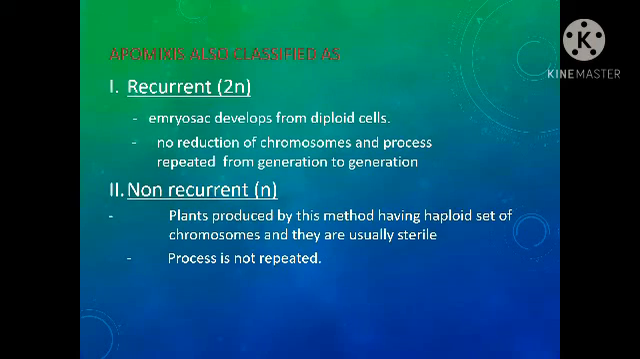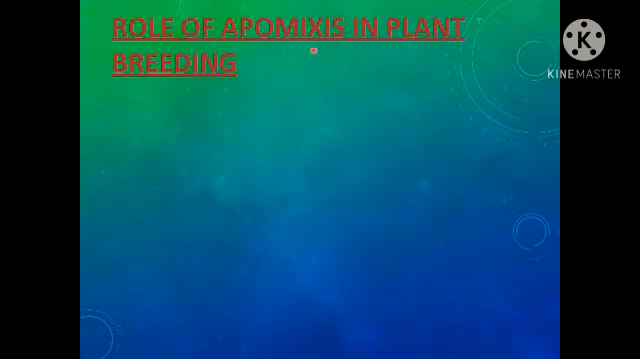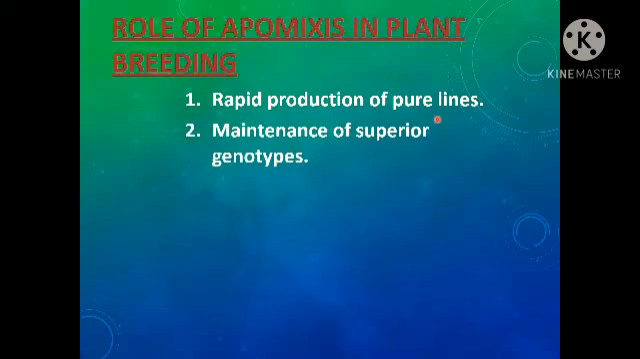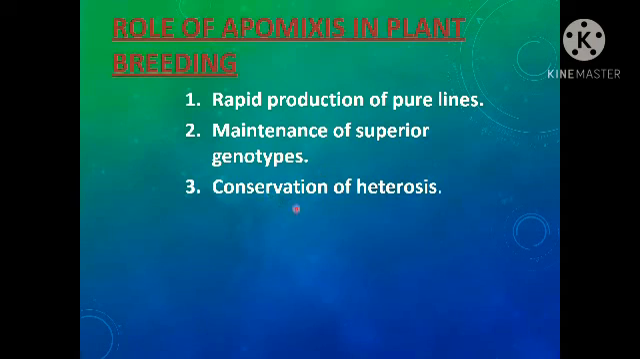Coming to the role of apomixis in plant breeding. The role of apomixis in plant breeding includes the rapid production of pure lines. It is helpful in rapidly increasing the production of pure lines, the maintenance of superior genotypes, and conservation of heterosis.